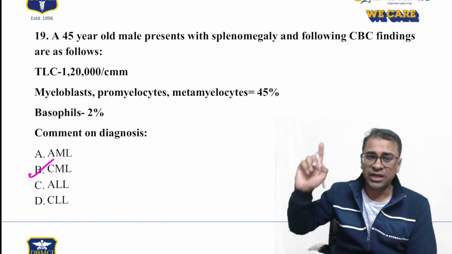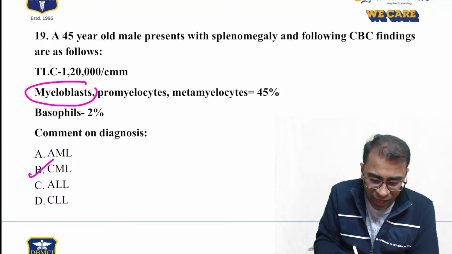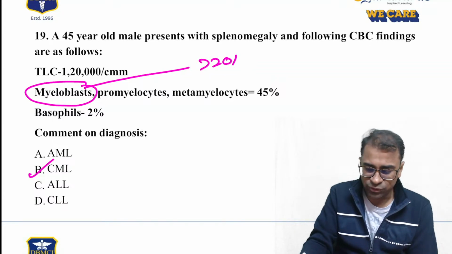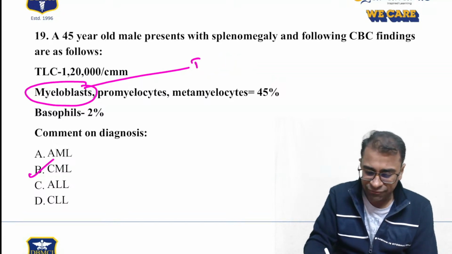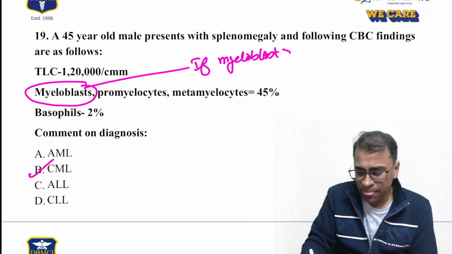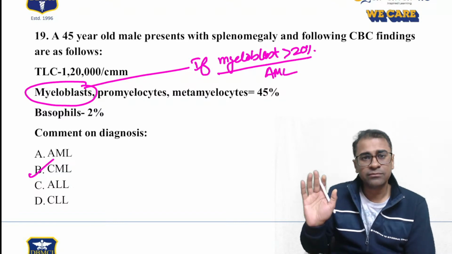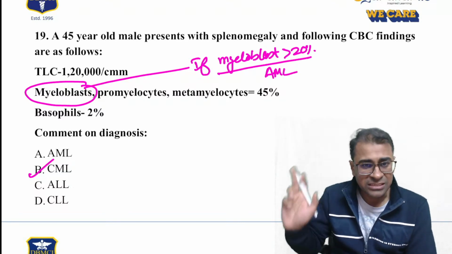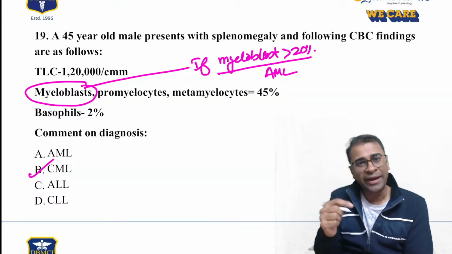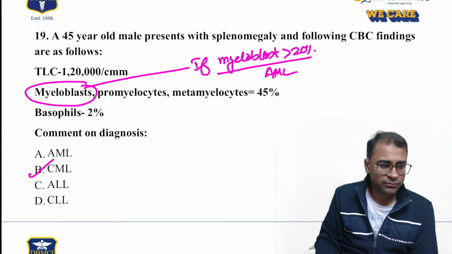Okay? Now, in the same question, if the myeloblasts had been given as more than 20%, then the answer would have been AML. Understood? In this case, myeloblast, promyelocyte, and metamyelocyte all combined are more than 20%. Hence, it's not AML. It has to be CML only. Okay?